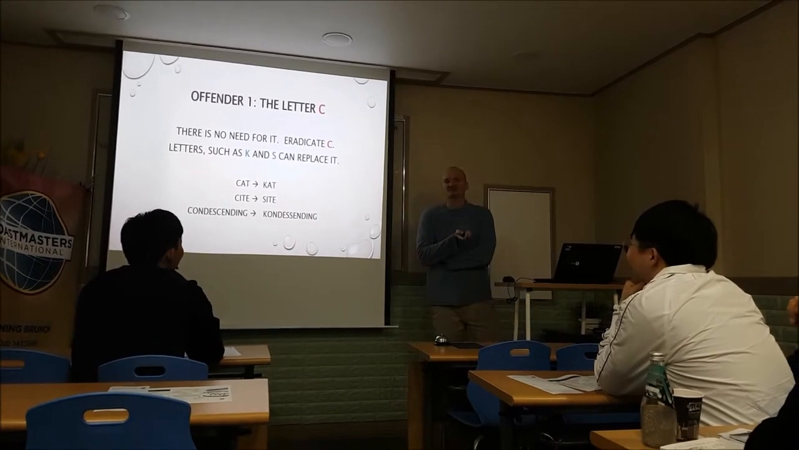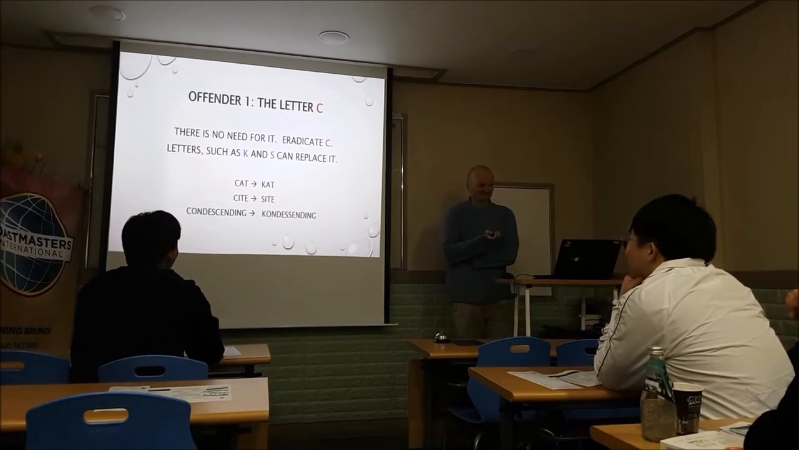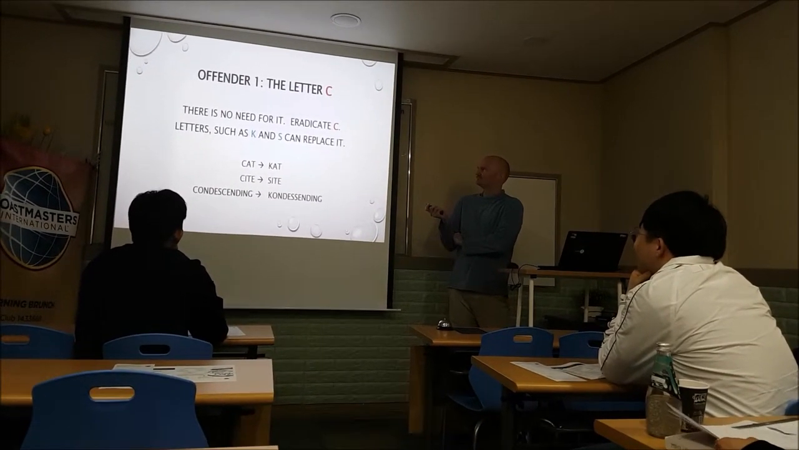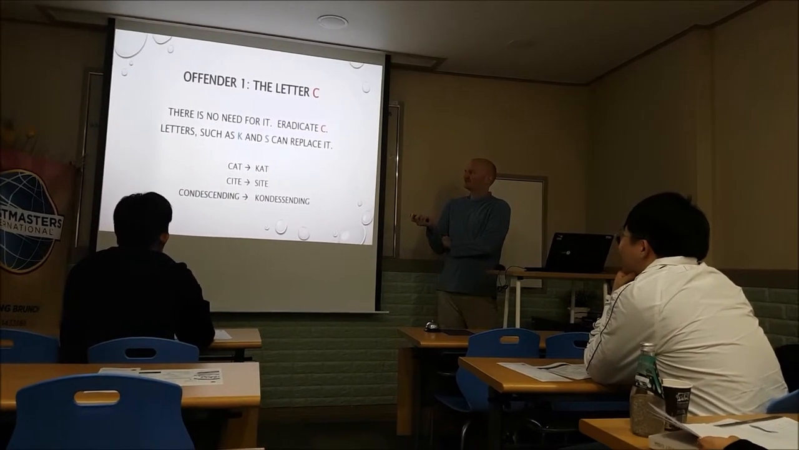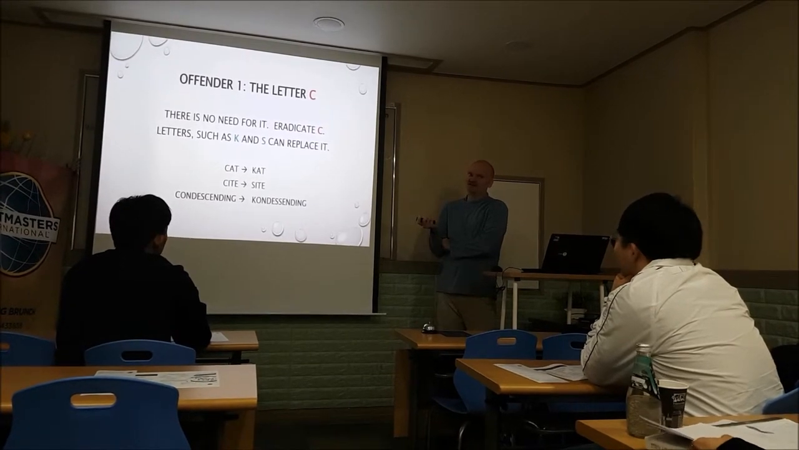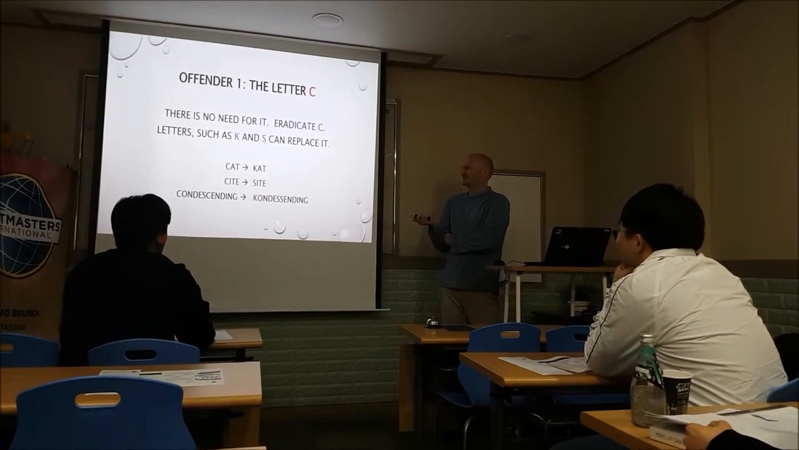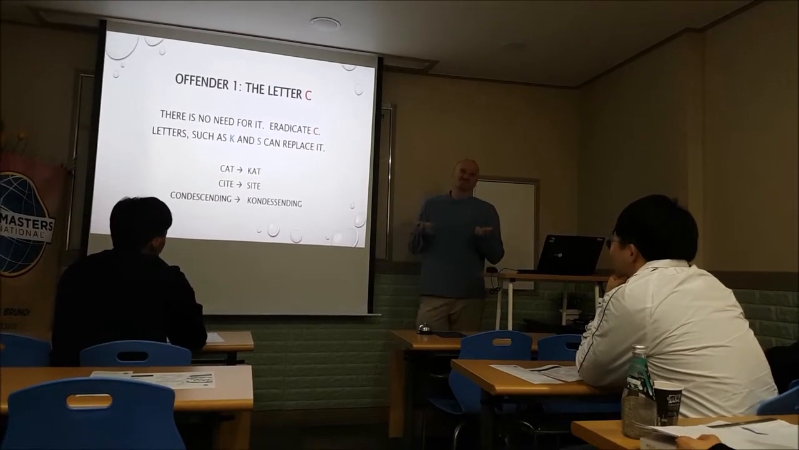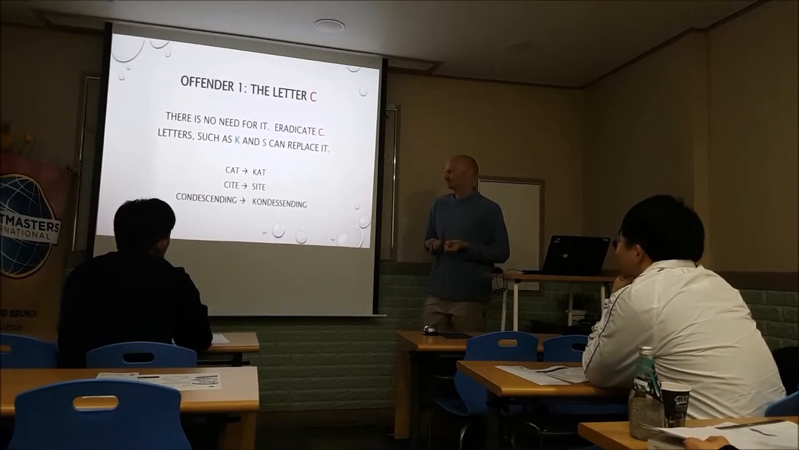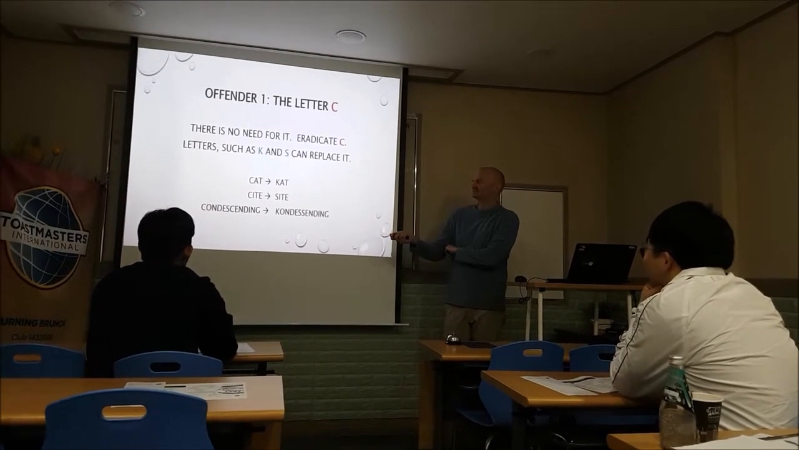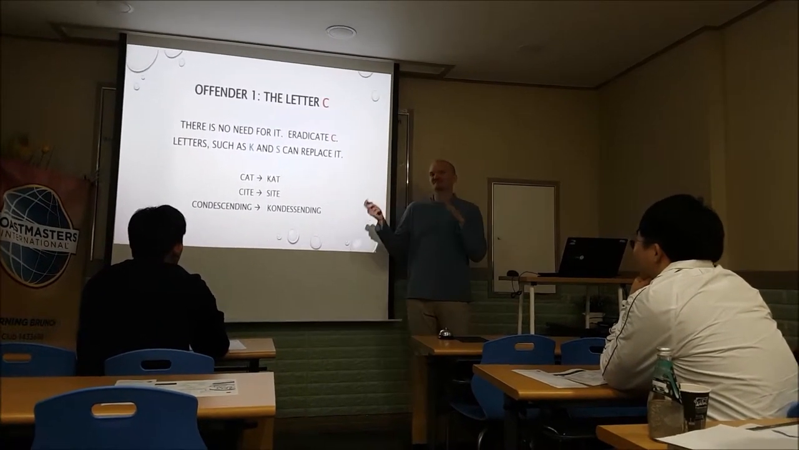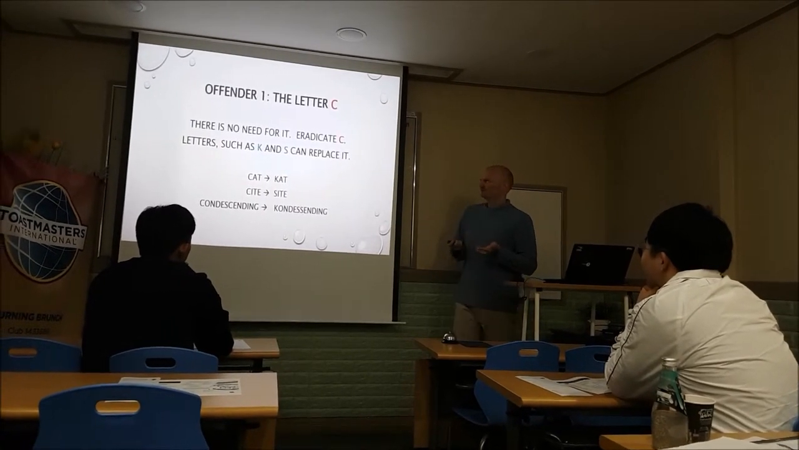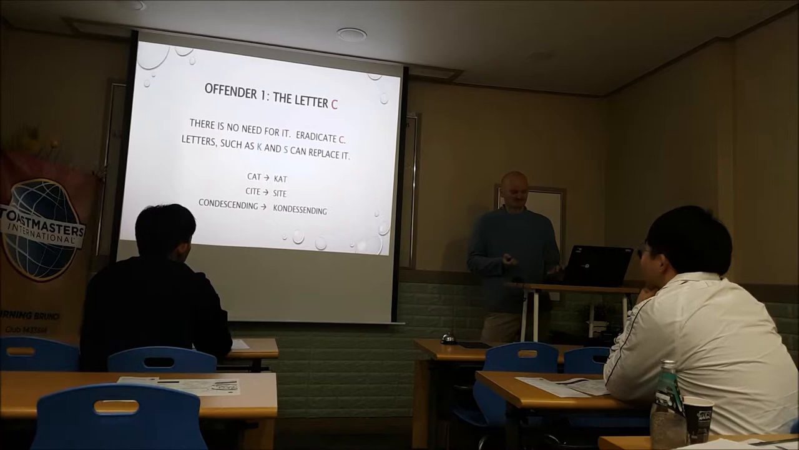The first one, C. What's wrong with C? For instance, the word cat can be spelled K-A-T. Smart. Sight can be spelled S-I-T. Some words use C and K. Condescending: just replace the C with the K or the C with an S. But we don't really need C in English.